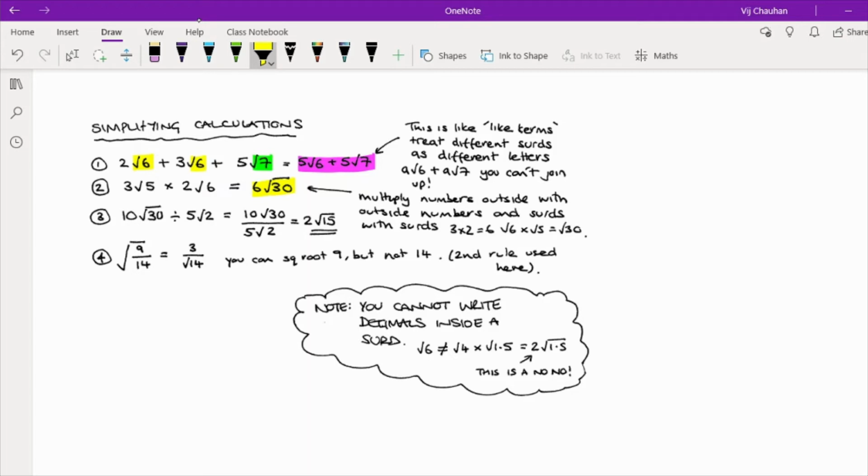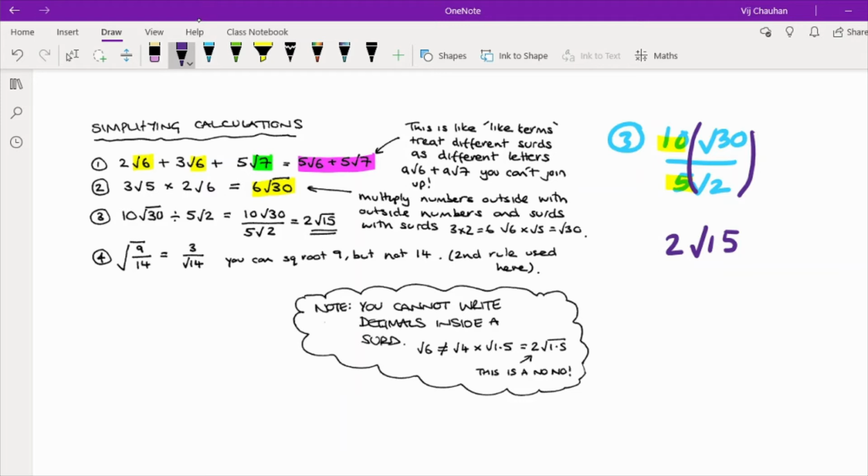For example 3, here we've got 10 root 30 divided by 5 root 2. So here what we can do is write this as a fraction, and once we've written it as a fraction, it comes a little bit easier for us to work through. So if I've got 10 root 30 over 5 root 2, if I simplify the 10 and the 5, I then get 2. And looking at the second rule of surds, when I'm dividing, I can divide surds with surds. So 30 divided by 2 gives me root 15. And again, think to yourself, can I simplify root 15?